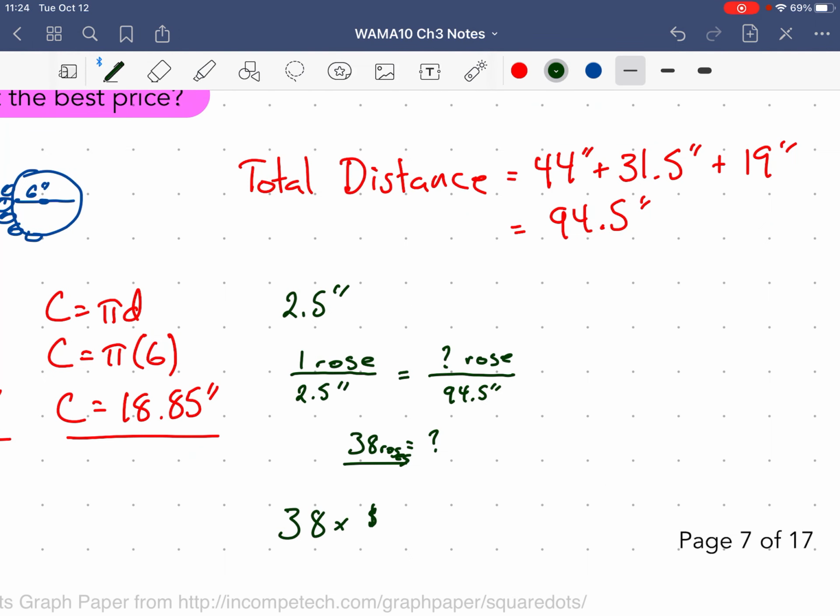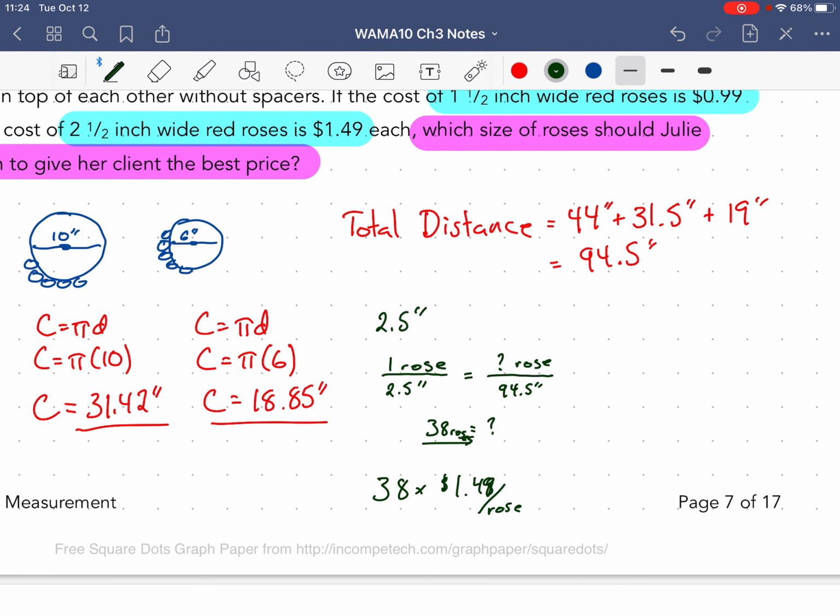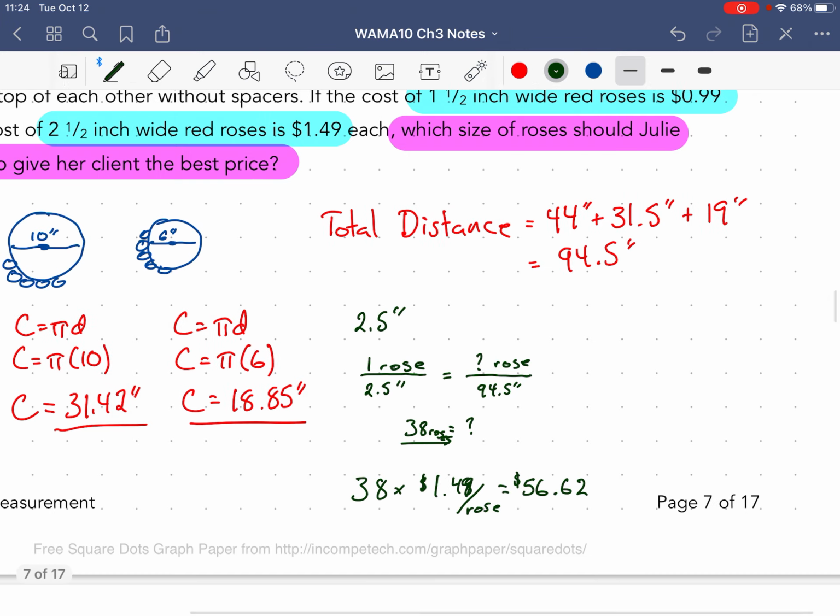So do 38 times $1.49 per rose. So I take 38 times 1.49, $56.62.